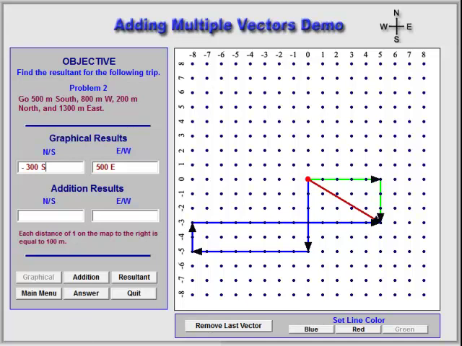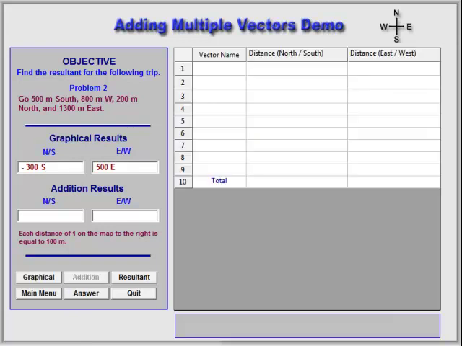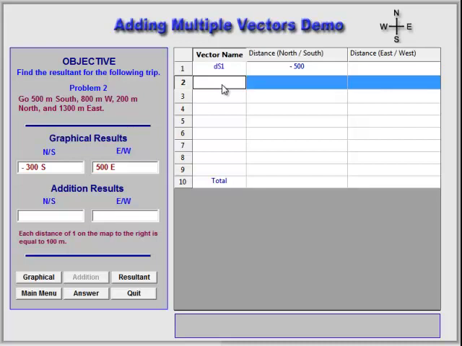Okay, now we're going to do the same thing, only instead of doing it head to tail graphically, we're going to do it by addition. And we're going to give each of these vectors a name, and they are distance vectors. So I'm going to call the first one D south 1, and it is 500, so it's minus 500. And the second one is 800 meters west. So I'm going to say D west 1.